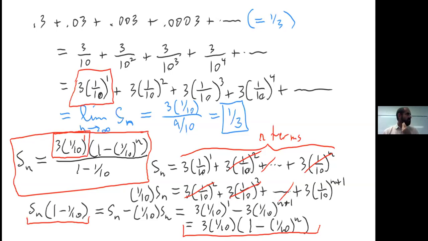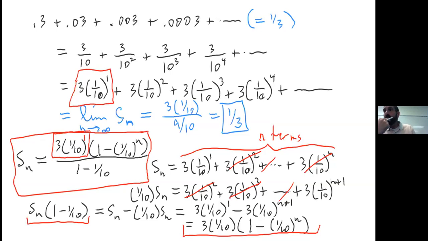Because I took out a factor of 1/10. Right, you're asking why the power on the 1/10 went from n plus 1 to n instead. Well, because I factored out not just a 3, what else did I factor out? A factor of 1/10. And so that took it from n plus 1 down to n. Does that make sense? All right.